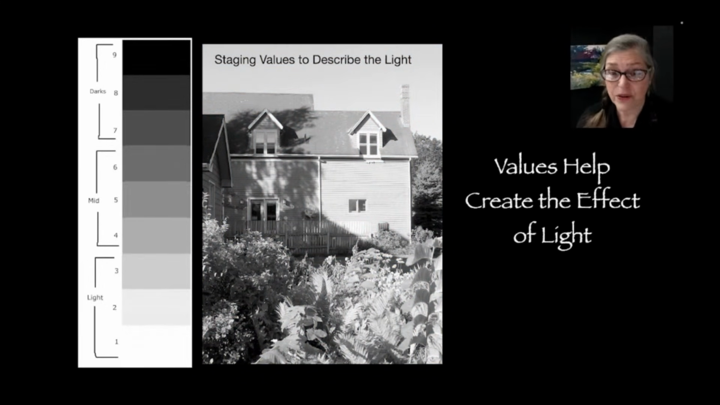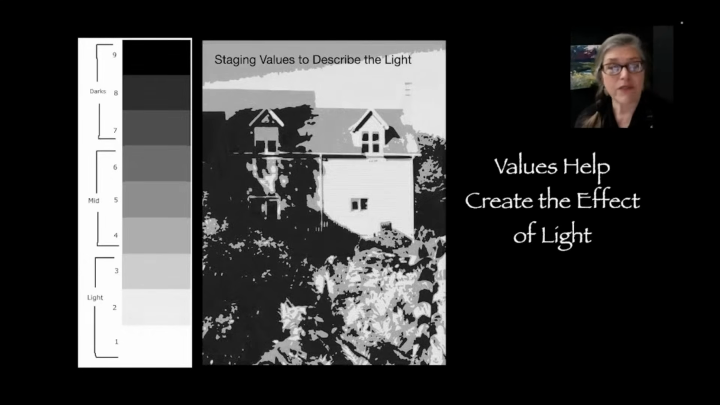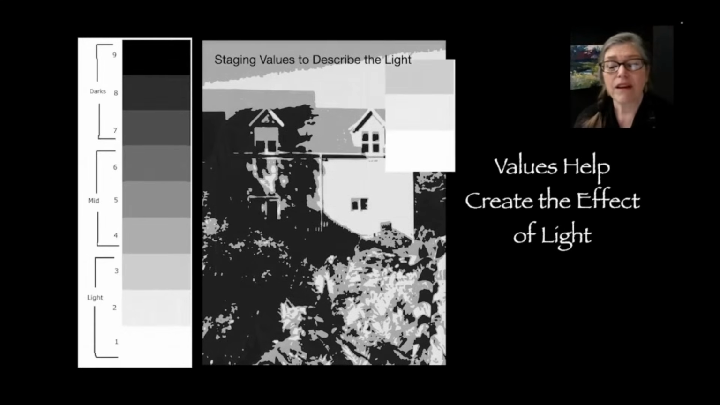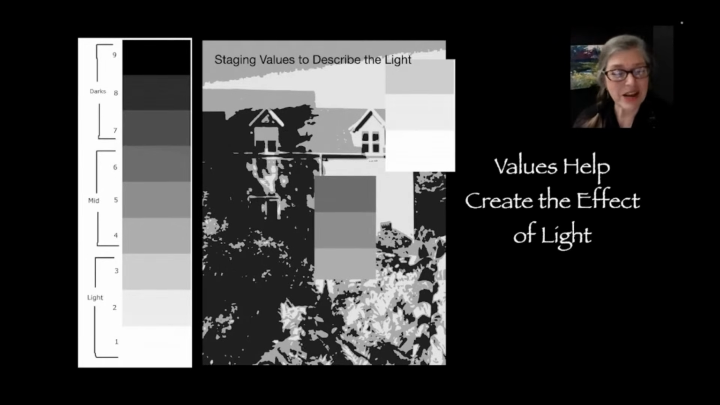Here I've turned this photo to its simplified form again, just 3 basic values. So we can see values 1, 2, and 3 are reserved for the sun, the sky, and objects that have direct light shining on them. We save values 4, 5, and 6 for things that are really brilliantly colored. Keep an eye on these greens when I put the color back in these photos.